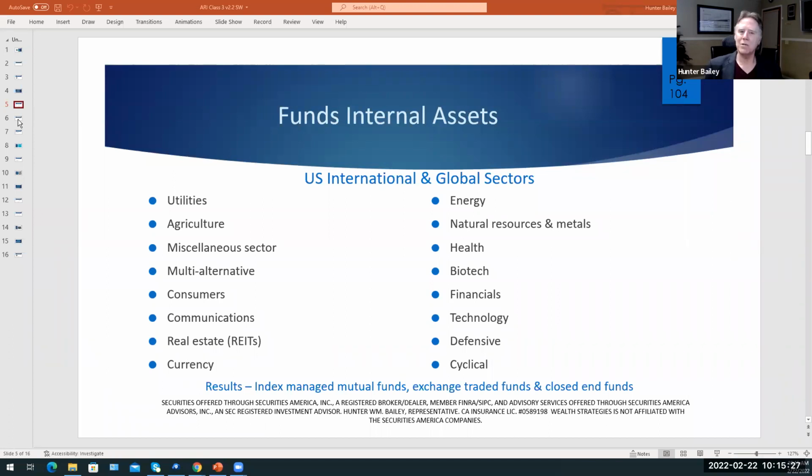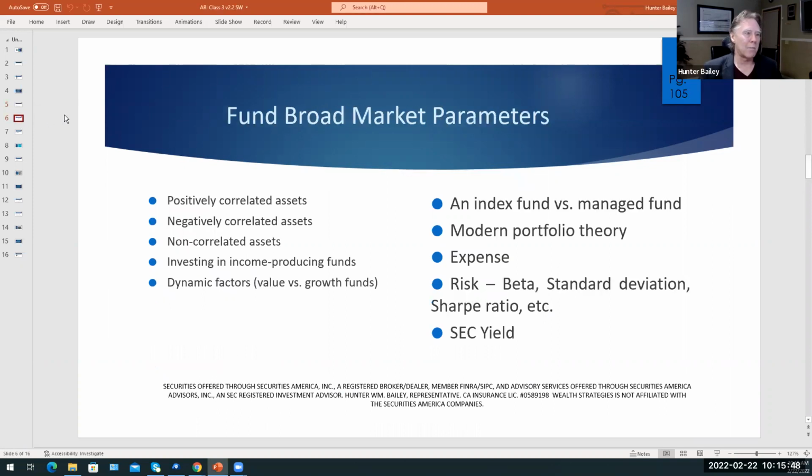But there's no free lunch out there. If it says we're low vol or low volatility, why is that? In this case, it's usually stocks that have already peaked and are over the hill. Now they've stabilized, fine. They're giving us really big dividends. We like that. The old blue chip concept, but it doesn't guarantee you anything. Fund broad market parameters.